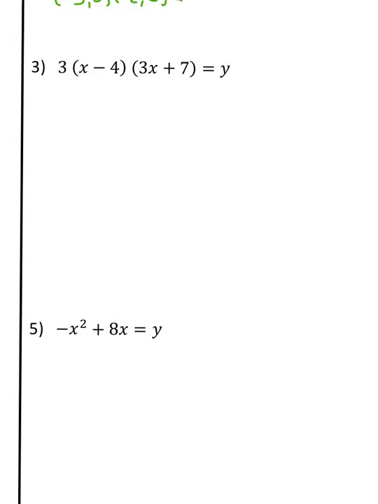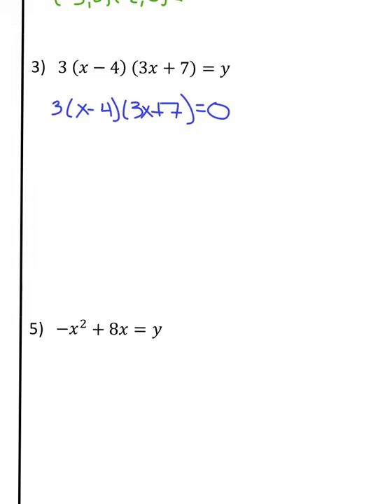All right, let's go back over now here to 3. 3 is also already factored, so I'm going to go ahead and rewrite it with y equal to 0. So we have 3 times x minus 4 times 3x plus 7 equals 0. Now this 3 out front is like a GCF, right? Sometimes we're factoring GCFs out of our quadratics first. So that would be like a GCF we factored out front.